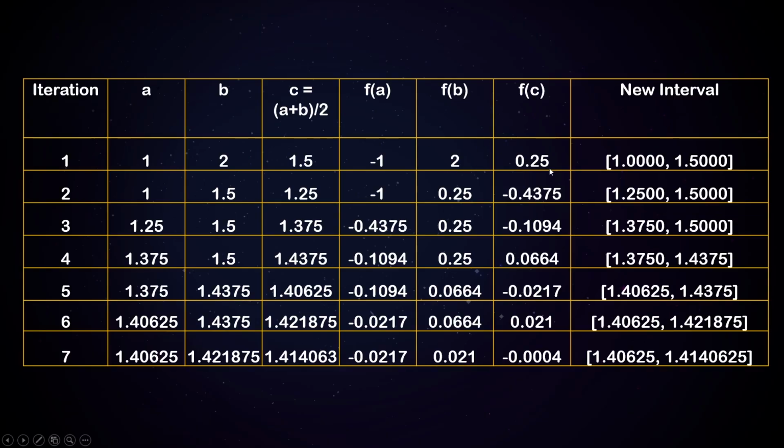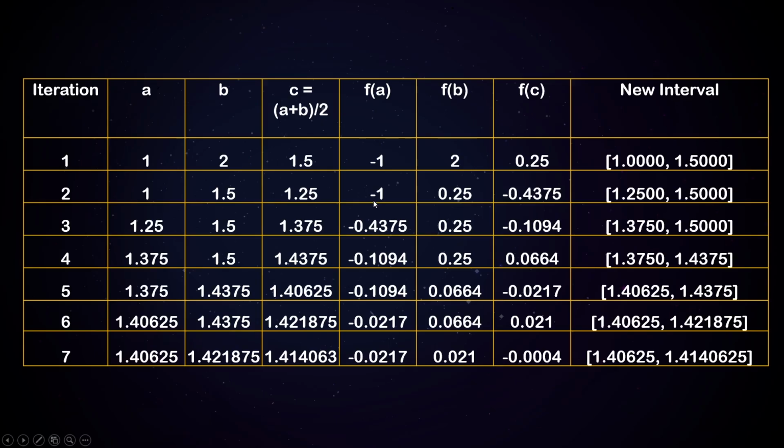That means the 0.25 is positive, that is, b and c are on the same side. That means the new interval is evaluated at this value 1.5. The root definitely lies between 1.0000 and 1.5000. Now the new interval is 1 and 1.5, and the midpoint is 1.25.